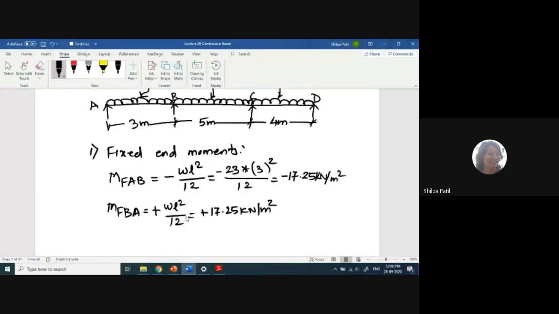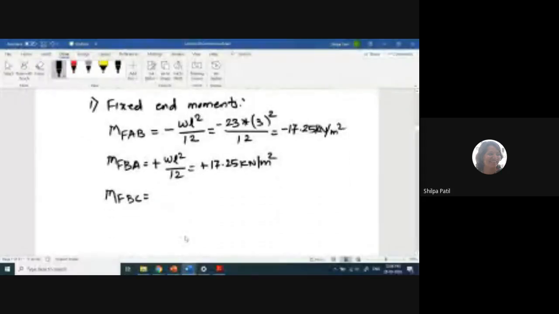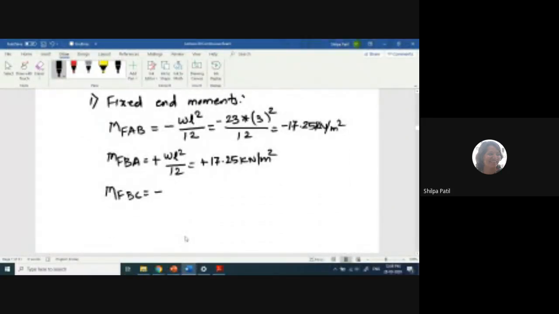So for span BC, I will write down MFBC. Again, it is minus WL square by 12. W value is 17. L is 5. Put the value and tell me the value quickly. 35.416. Tell me again. 35.42 kilonewton per meter square. Similarly, MFCB, the value will be positive only because it is for the same span.